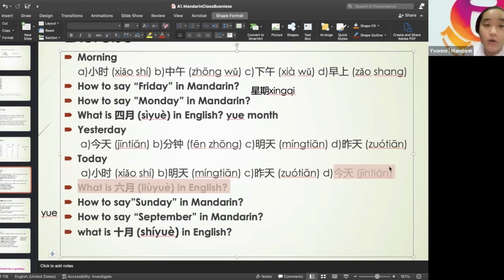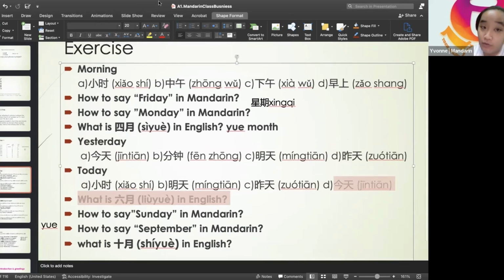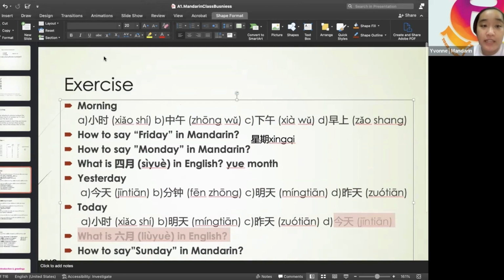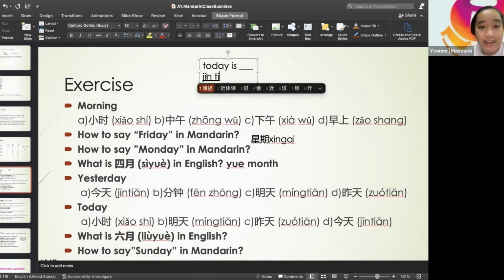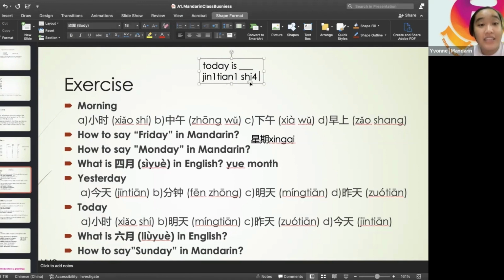So now, if you want to flaunt to your friends that I know how to speak a little bit of Chinese, I can give you a very, very simple sentence on telling the date today. In English it is "today is" the day, right? Same as Mandarin, because the main subject here is 今天. The verb "is" in this case is 是. 今天是, and then the date.